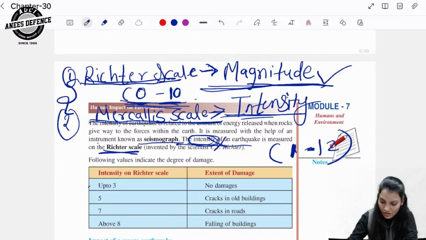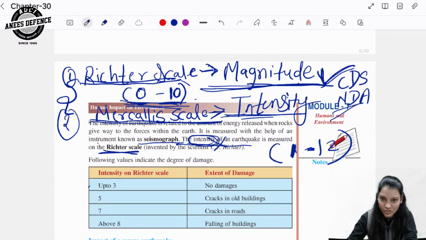In NDA exams as well as CDS, questions on earthquakes were there. So you have to learn the earthquake topic, it is a very important topic. You have to learn all the facts and concepts related to earthquakes. You need to remember the scales also. There were many questions related to this particular section, the Richter scale and the Mercalli scale.